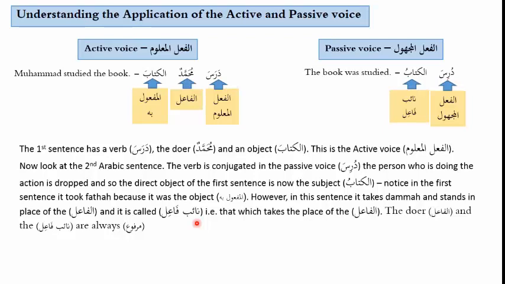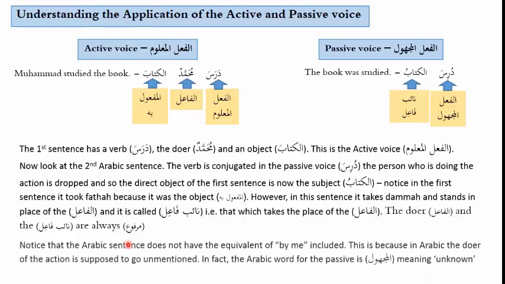Right, so for the fi'l majhul we have the fi'l, al-fi'lu, and we have na'ib al-fa'il, right? It is called na'ibu fa'il. That is that which takes the place of fa'il. That is what it exactly means. Na'ib is one who stands in the place. The na'ibul imam is the one who is a deputy imam, right? So he deputizes. So na'ibu fa'il takes the place of the fa'il. So it stands in its place. The doer, the fa'il, and the na'ib fa'il are always marfu'. The two of them are always marfu'.